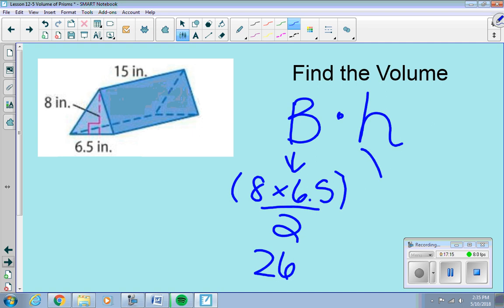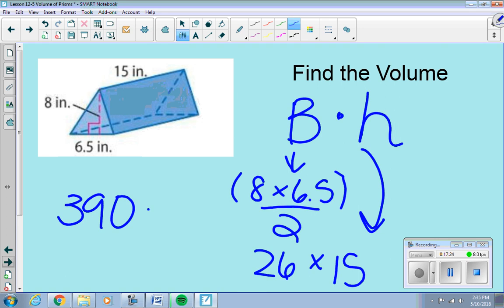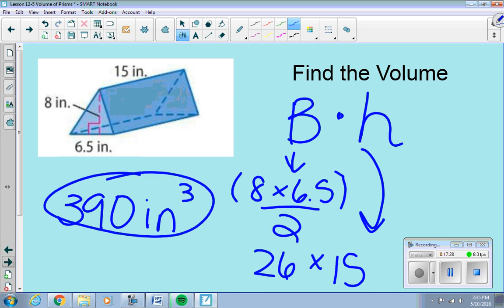Now, my height is 15. I'm going to multiply those two together. I don't know what you guys got. You're going to get 90 inches cubed. Okay? So, is this as hard as we're making it? No, it's not as hard as we're making it. Everything is cubed. Yep. Area is the only thing that's square.